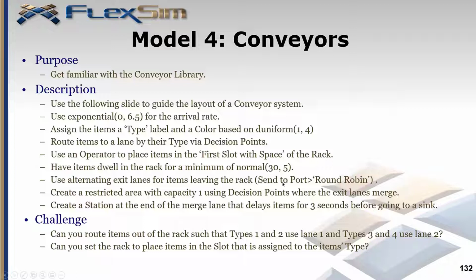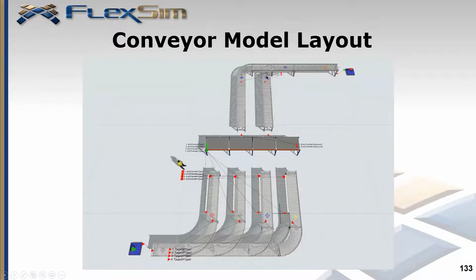And then we want to create a restricted area using these 3 decision points so that when flow items arrive to either of these 2 decision points, they will request access to a restricted area controlled by the downstream decision point. And so these two decision points will be the entrance to the restricted area, and this downstream one will be the exit from the restricted area. Once they clear the restricted area, they can continue down and go to a station object where there will be a 3-second process before they're finally released out to the sink.